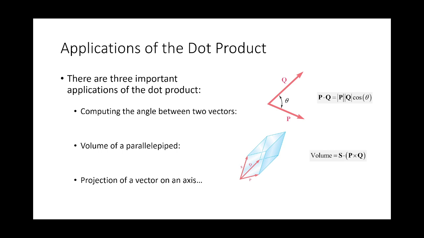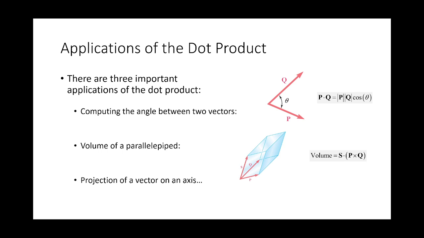The other useful application of a dot product is to find the volume of a parallelepiped. Man, you never get to say that word in a sentence very often. But basically, if you've got three vectors, P, Q, and S, the cross product of P and Q will give you the area of this parallelogram, and if you dot it with S, that'll give you the volume of that region. We aren't going to do that in here, but that's just a mathematical term here.